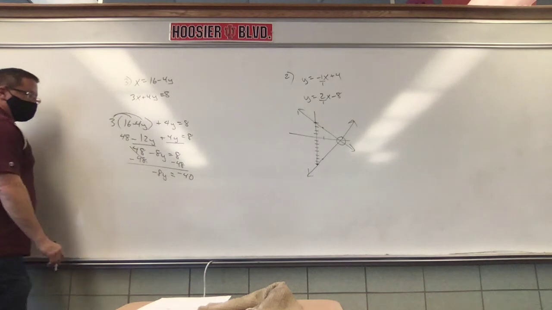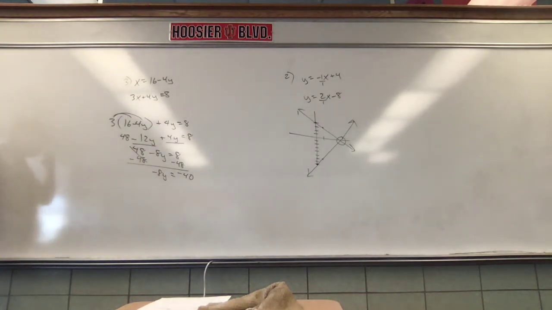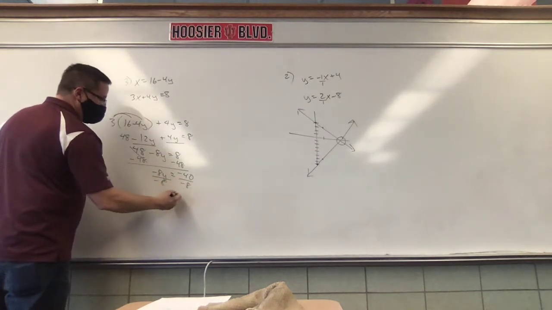You can use calculators on this test. You cannot use cell phones. Cell phones have to be put away. On tests, they have to be put away. Divide by negative 8, and you get y equals 5.